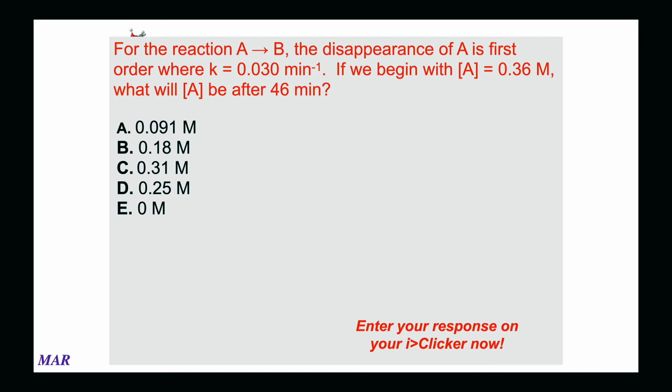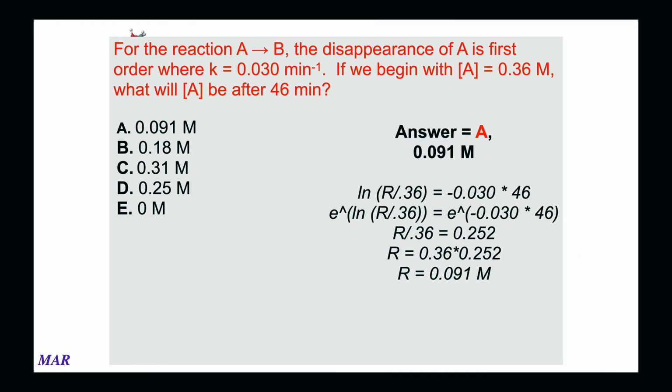All right, answer E. That doesn't make any sense, but the other ones, honestly, you just kind of have to put into the math problem and figure out what it is. So when I did this, I got a value of 0.091 moles per liter. And you can see there what exactly I did. I started off by taking natural log R over R0 equals minus KT. And like we talked about, R0 is 0.36, K is 0.030, time is 46.